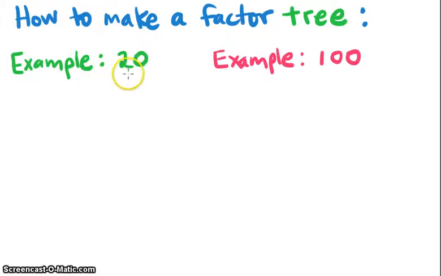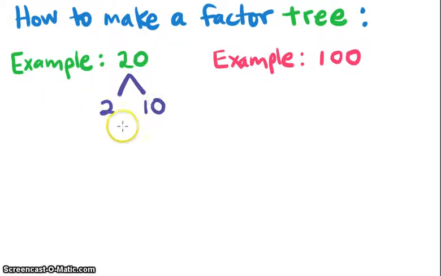The first step that we'll do is draw the top of the tree and choose two numbers that multiply together to give us 20. Now with 20 we have some options. I could choose 4 and 5, because 4 times 5 is 20. I could choose 2 and 10. They would also give me 20. Let's go ahead and choose 2 and 10 here.